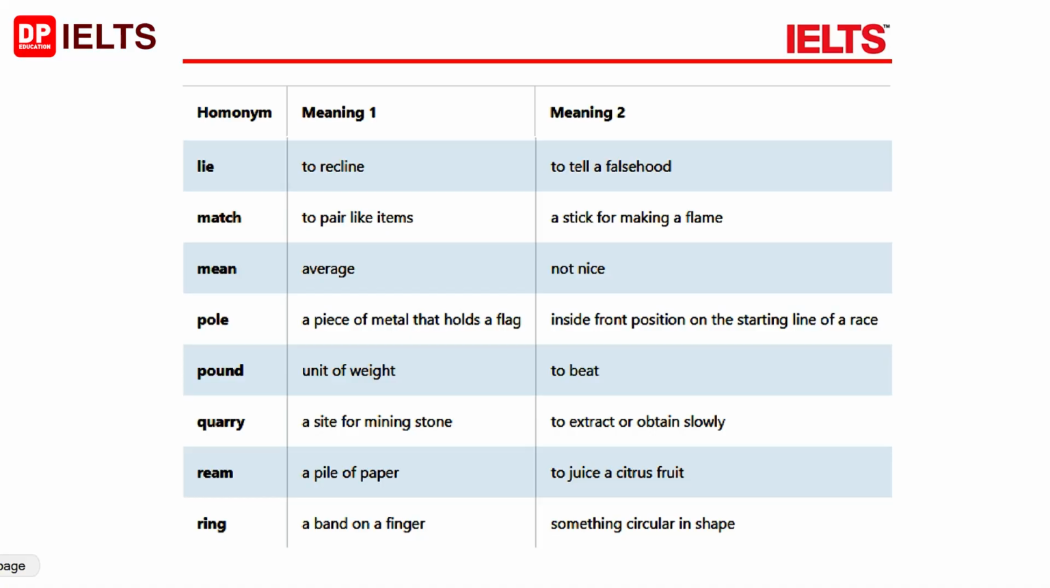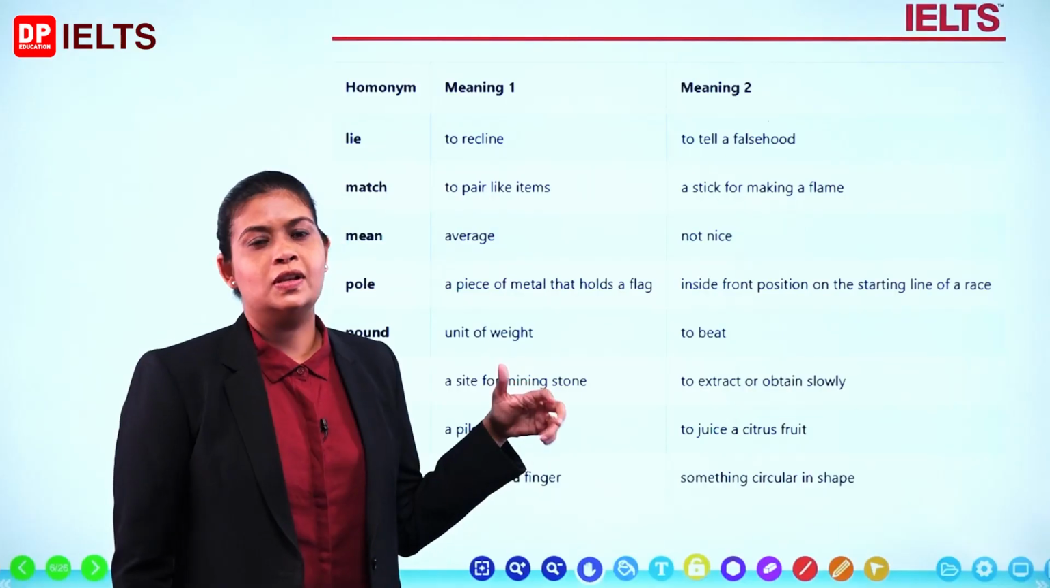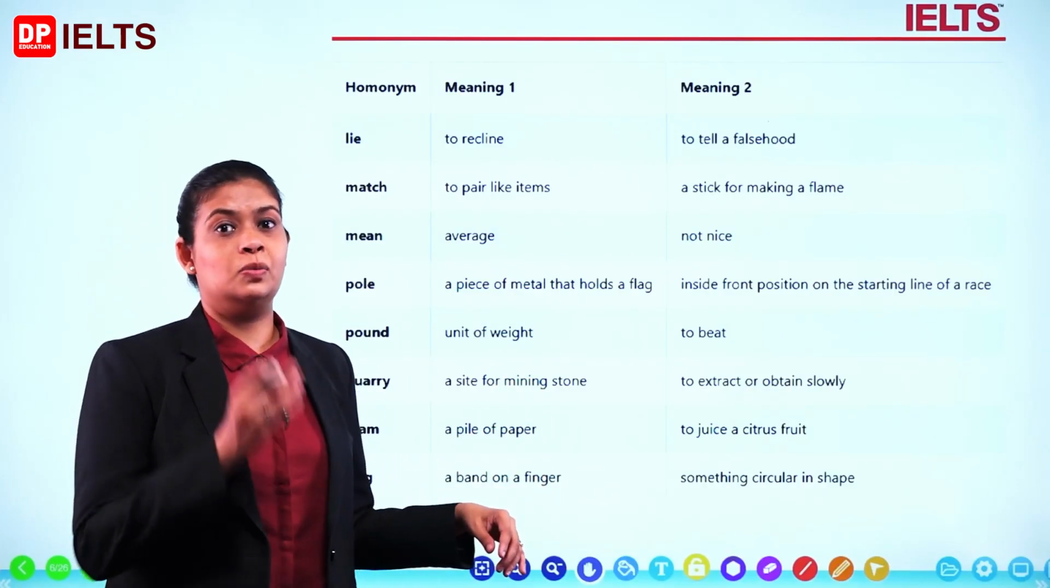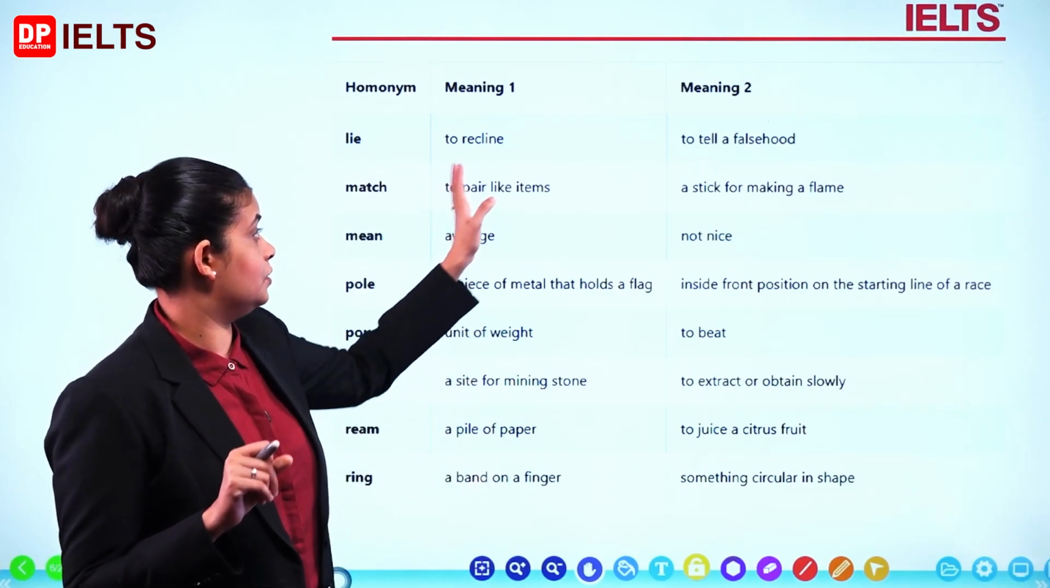Okay? So the next one is lie. So this was the example. So lie is when you lie down, and the lie is when you open your mouth and tell lies. It's two different meanings.